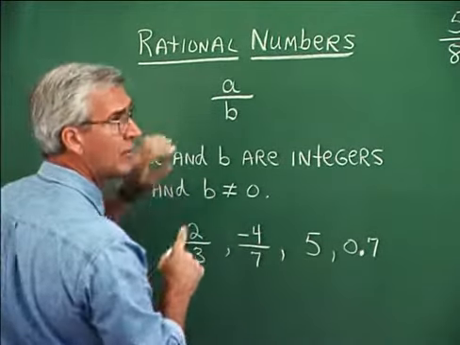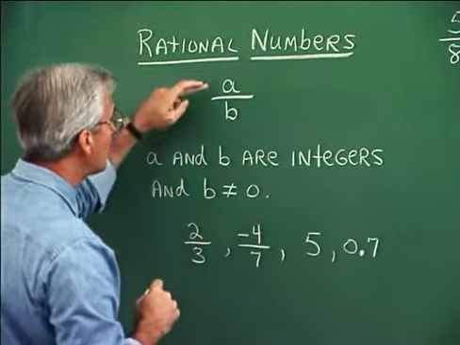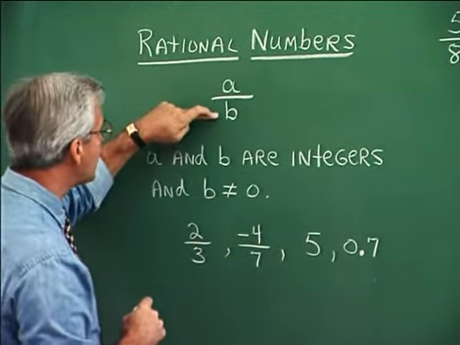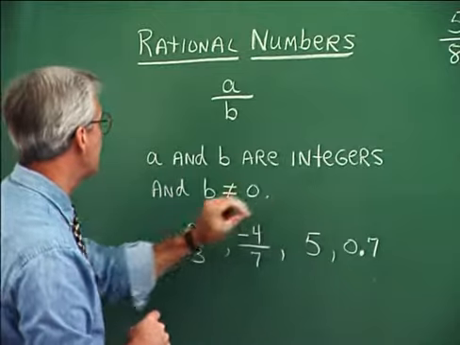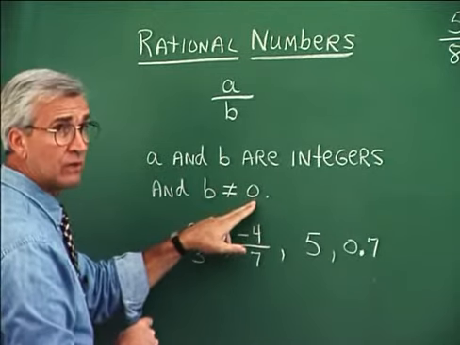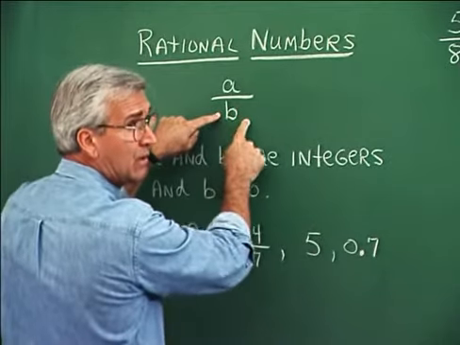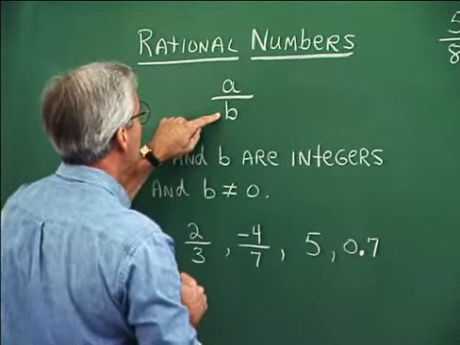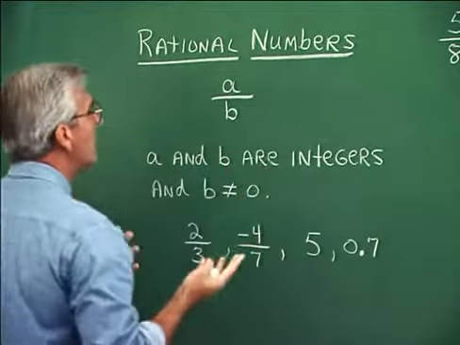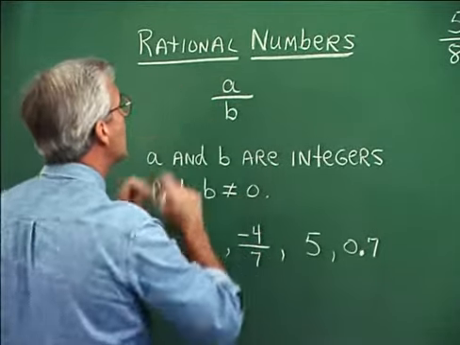They are all of the numbers in the world that can be written in the form a over b, where a and b are integers and b is not equal to 0. Now, b can't be equal to 0 because we can't divide by 0, as we saw a little bit ago. Well, what kinds of numbers are these then? What numbers can be put into this kind of form?